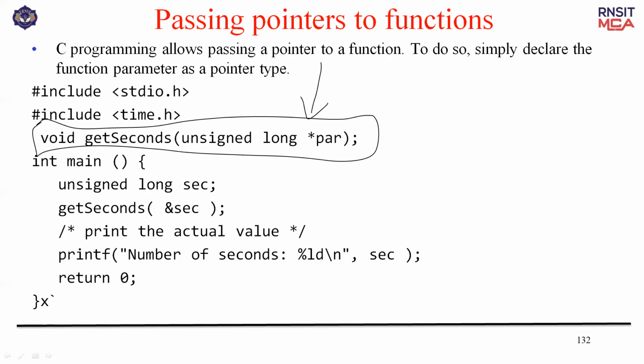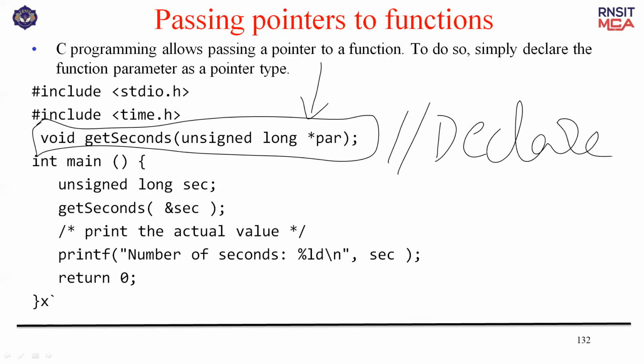Here, you are not defining the function. You are just declaring the function. Now you are creating a normal variable, a long integer, seconds. Whenever you want to pass, you have to call the function get seconds and pass some value. Since a pointer cannot hold anything other than addresses, as you know very well, you are passing the address of seconds.